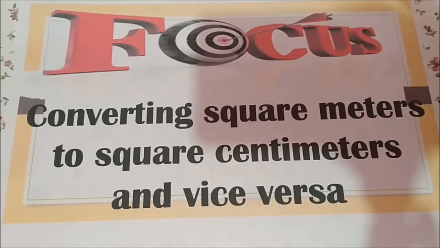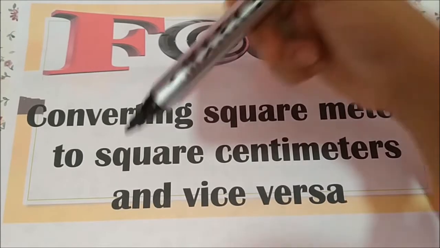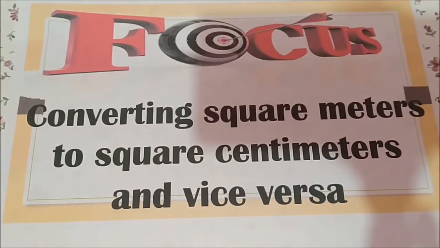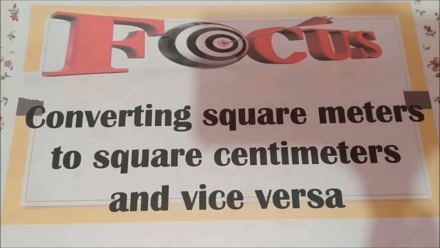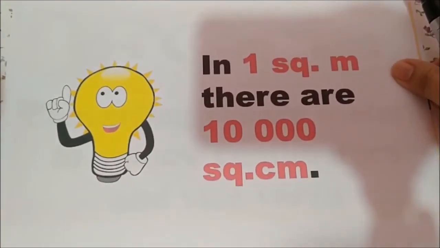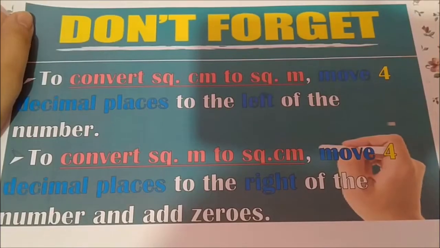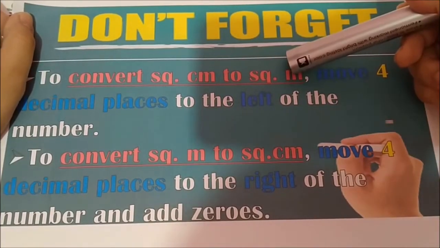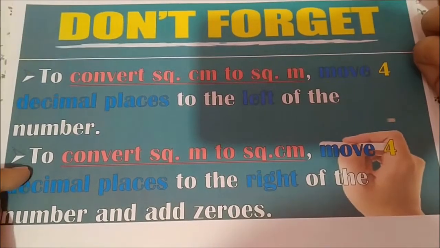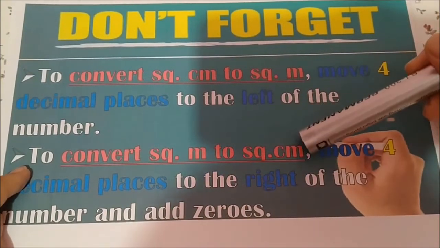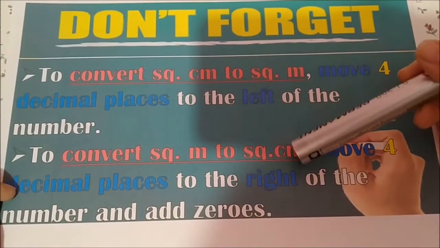The one we need to focus on is actually not other basic linear measurement. Instead, we should focus on converting square meters to square centimeters. A while ago, we only focused on meters, centimeters, kilometers. And now, we should know the conversion of square meters to square centimeters. Remember that in 1 square meter, there are 10,000 square centimeters. To convert square centimeters to square meters, move 4 decimal places to the left. To convert square meters to square centimeters, move 4 decimal places to the right.